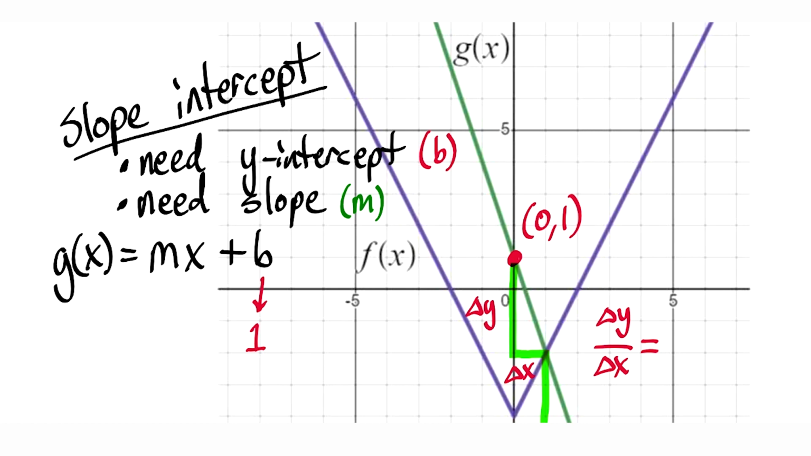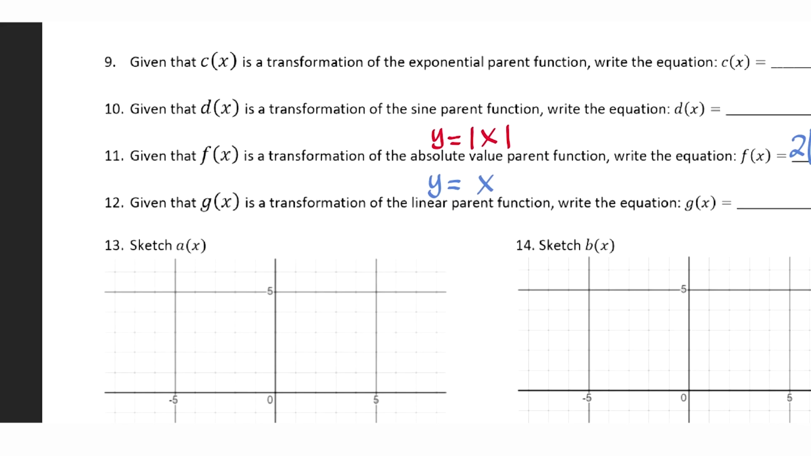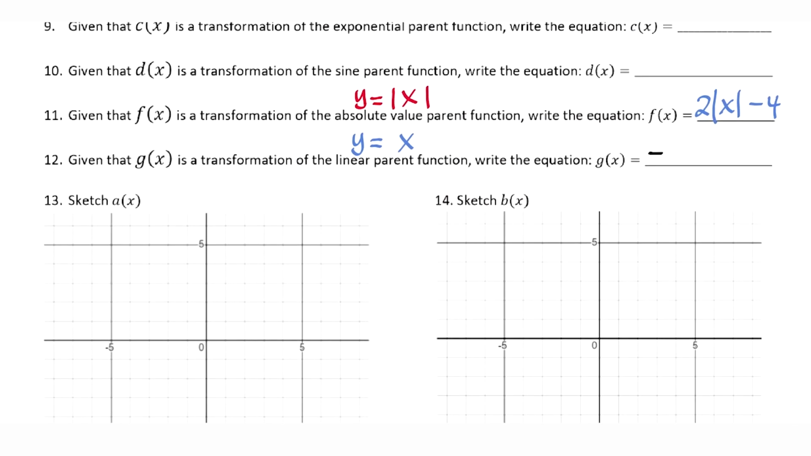So for the delta y, you can see we're traveling down on the y-axis, so that would be negative 3. And we go to the right one, which is just positive 1. So our slope is the value negative 3. And therefore our function is g of x equals negative 3x plus 1. So for number 12, we're just going to write negative 3x plus 1.